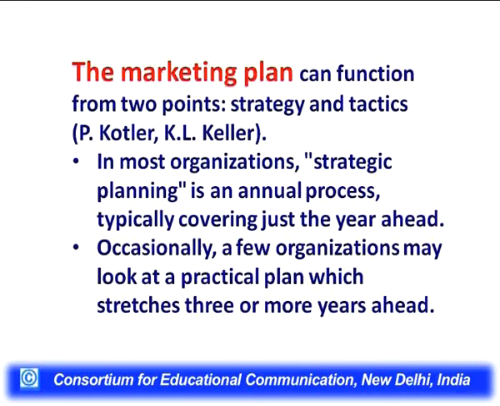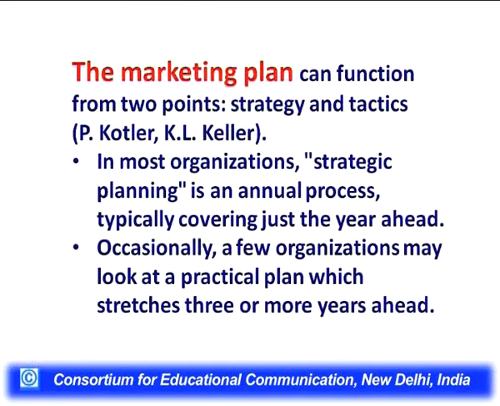In most organizations, strategic planning is an annual process, typically covering just the year ahead. Annually, we carry out the strategic planning, which is based on the business strategy, and the plans are made, and it covers the next 1 year. Occasionally, a few organizations may look at a practical plan which stretches 3 or more years ahead. So 1 to 3 years is the duration of the marketing plan.